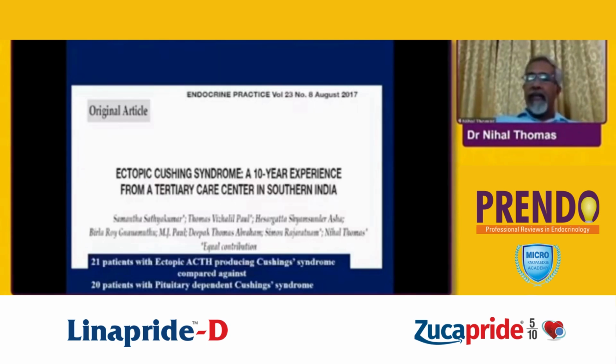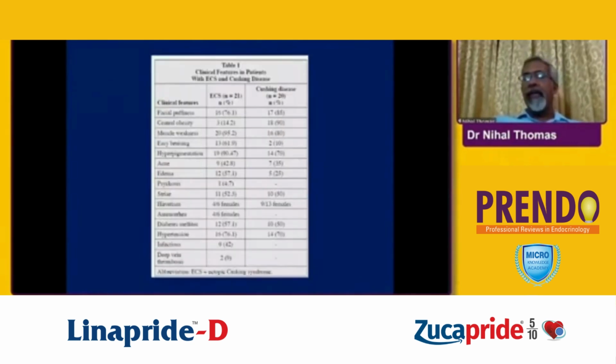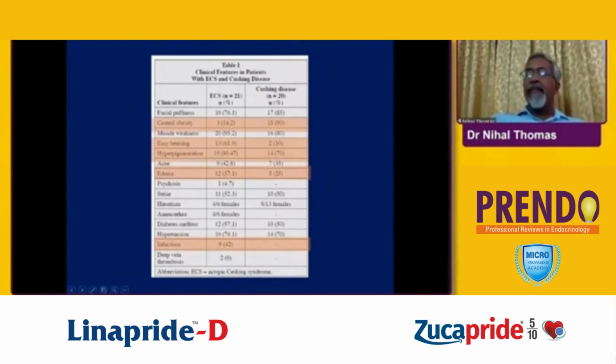Now, this is our experience of ectopic ACTH Cushing syndrome, which has been published in Endocrine Practice a few years back. And we did compare them with controls of pituitary Cushing's to try and see how they would differ clinically as well as biochemically. And what we can see over here is that the frequency of central obesity is actually much less. In ectopic ACTH, they do not have central obesity as a major presentation. It's only around 14%. They are much more florid in their hardcore clinical features of Cushing's, like easy bruisability.